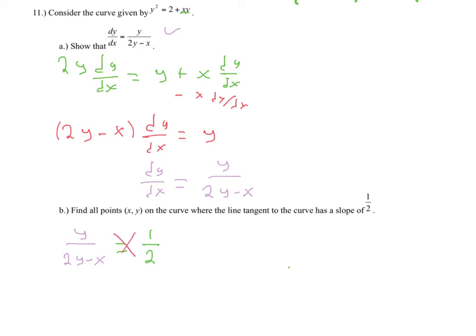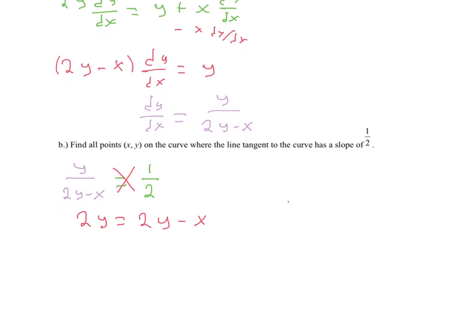Or, if we cross multiply, 2y is equal to 2y minus x, and go to combine like terms. So I'll subtract 2y, and get 0 is equal to negative x, or x is equal to 0. So we found the x value for when our slope is going to be equal to 1/2.